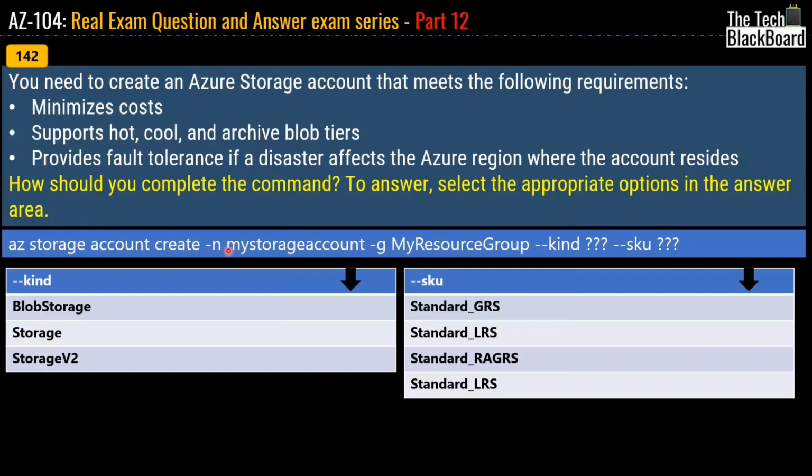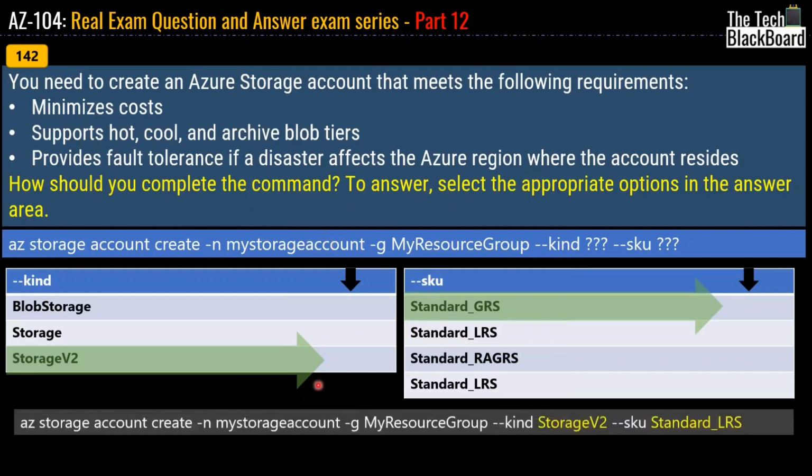So this is the base command that has been provided, and you can see there are some missing values here that are denoted by these question marks. So we have kind and you have to tell what kind, and you have SKU and you have to tell what SKU. And the permissible values are to be selected from these two tables. So the correct value that you have to fill in for the kind option is StorageV2, and the correct value for SKU is Standard_GRS. So once you have added these correct values to this command, then the correct command becomes this one.